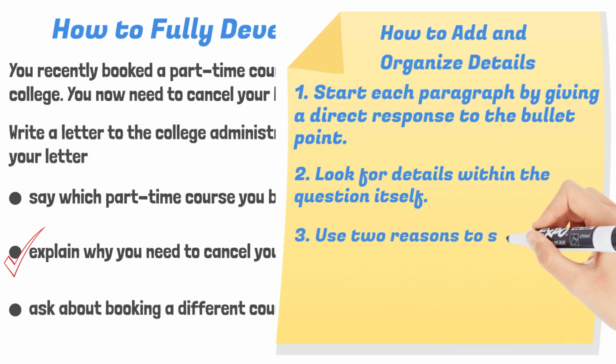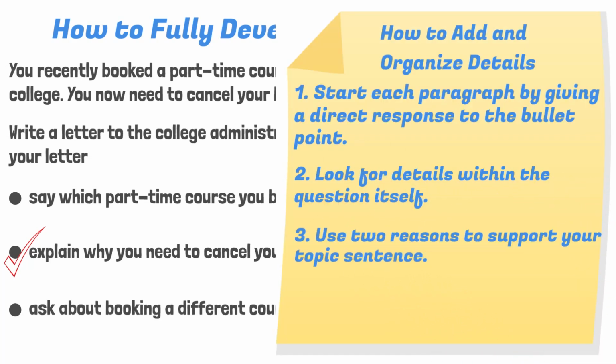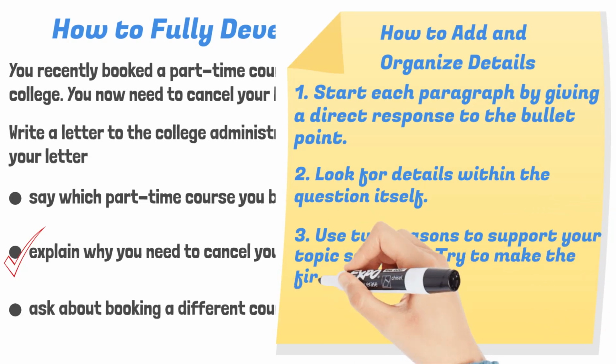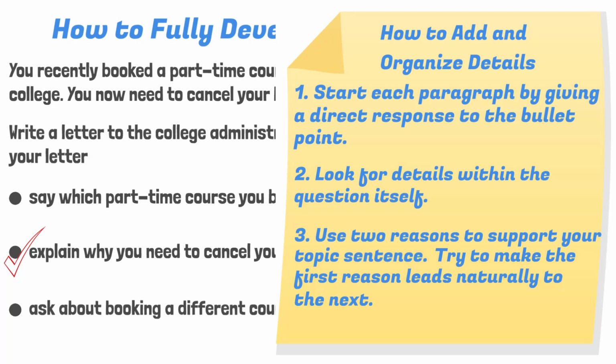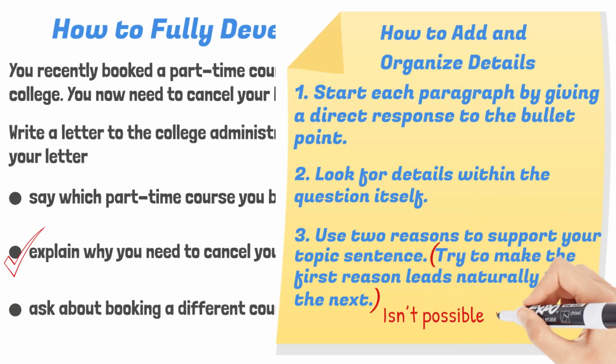Try to give 2 reasons for your topic sentence. And when possible, try to make the 2 reasons you give sound like just one. I mean, try to make your first reason lead naturally to the next, so that as a whole, they sound like just one reason. This isn't possible every time, but you should definitely do it if it's possible.